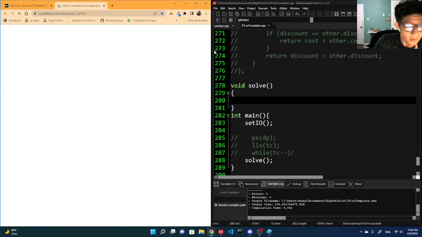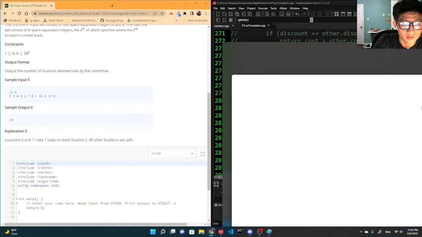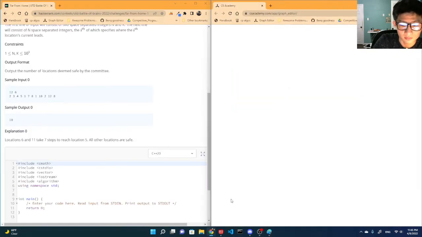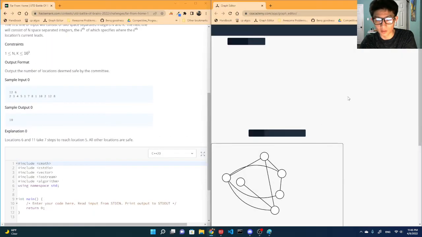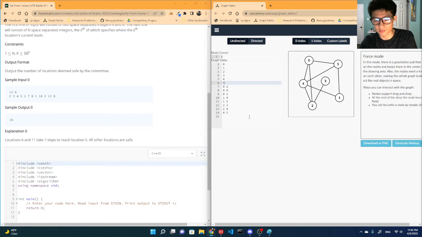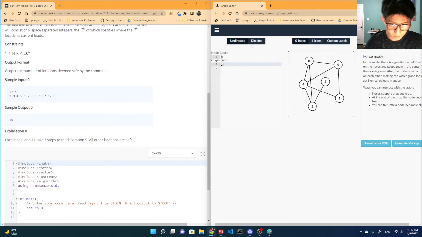So I'm going to pull up my graph editor. It's a website that I use pretty frequently in graph problems. But it's also lagging, which I don't like. Come on, it usually doesn't lag. I think it's just because I'm screen sharing. Okay.